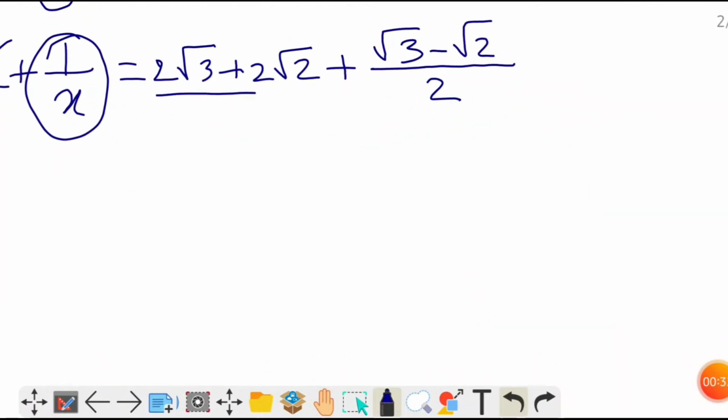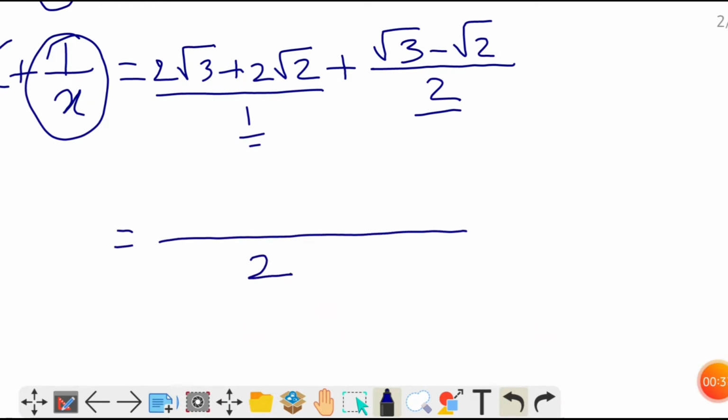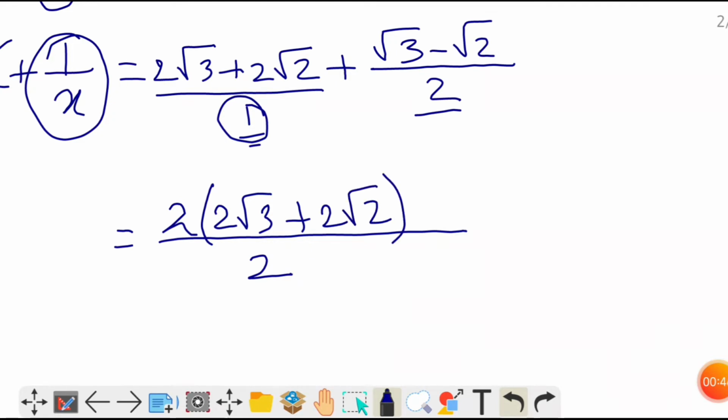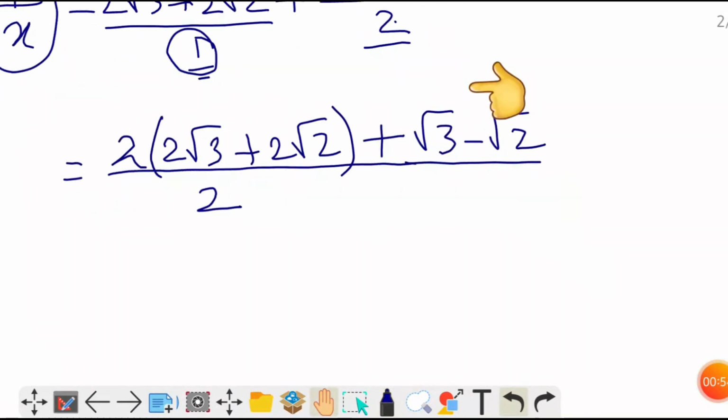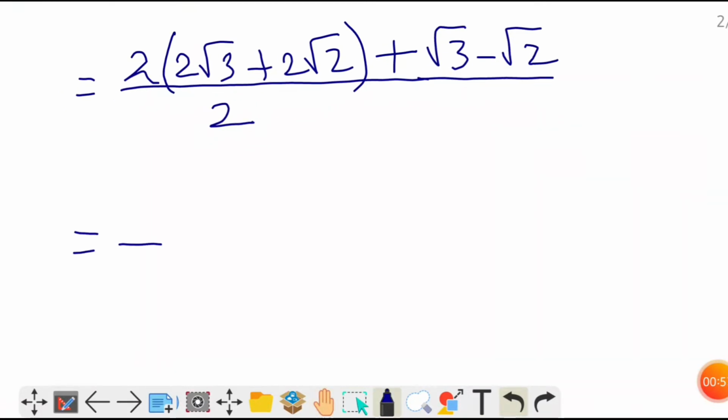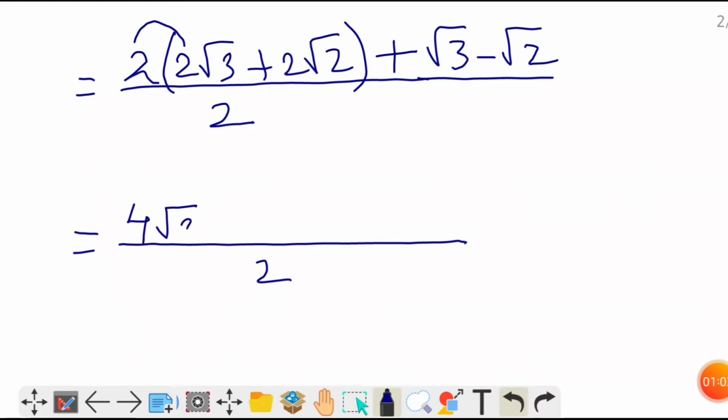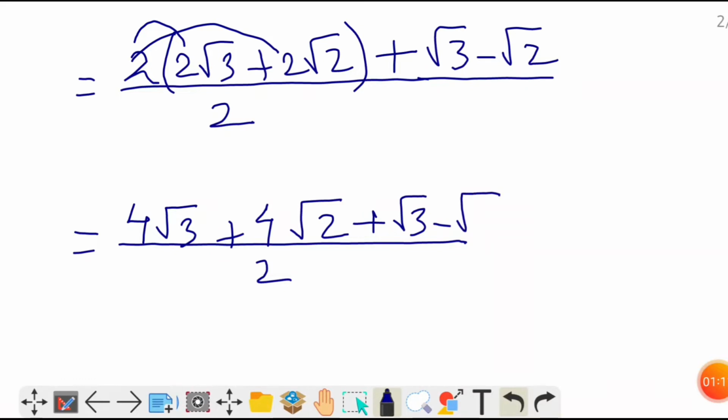Now we're going to solve it. We have to take the LCM of 2 and 1, that is 2. So we'll get here 1 2s are 2 into 2 root 3 plus 2 root 2 plus, here is 2, so it will be 1. 2 1s are 2, so it will be root 3 minus root 2. Now we have to multiply by 2. So 2 2s are 4 root 3 plus 2 2s are 4 root 2, plus root 3 minus root 2.